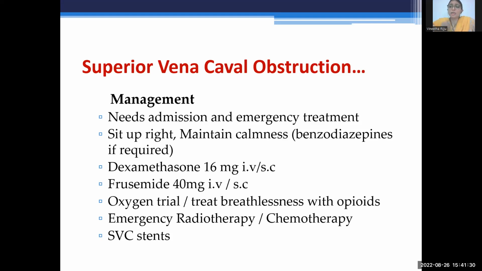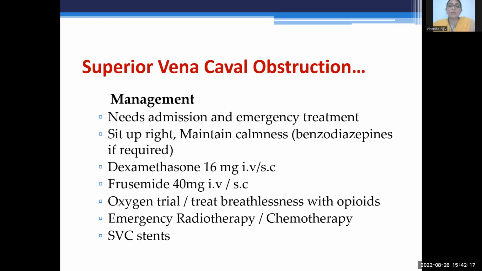And also opioids help. Opioids like morphine, they help to bring down the breathlessness. Basically, it helps to bring down the sensitivity towards carbon dioxide and acts on the respiratory cycle. And this is how opioids can help in breathless patients. And again, radiotherapy, chemotherapy, all to bring down the size of the tumor, and stents. Stents also can be advised. Now, stents are expensive. So you need to select your patients. You need to think of the prognosis. You need to think of the cost. And accordingly, you need to make the decision.